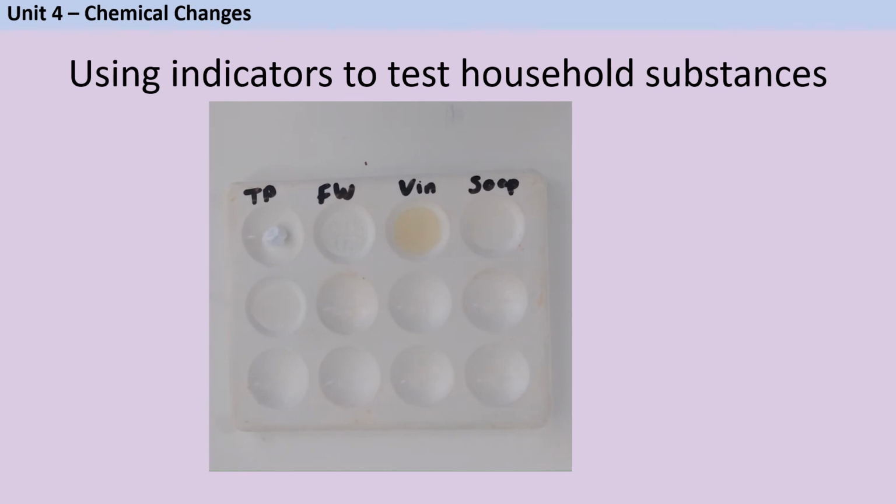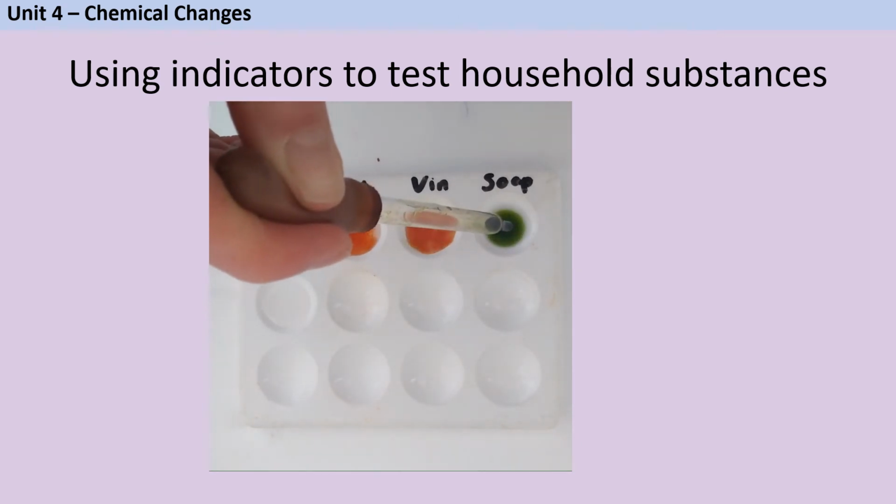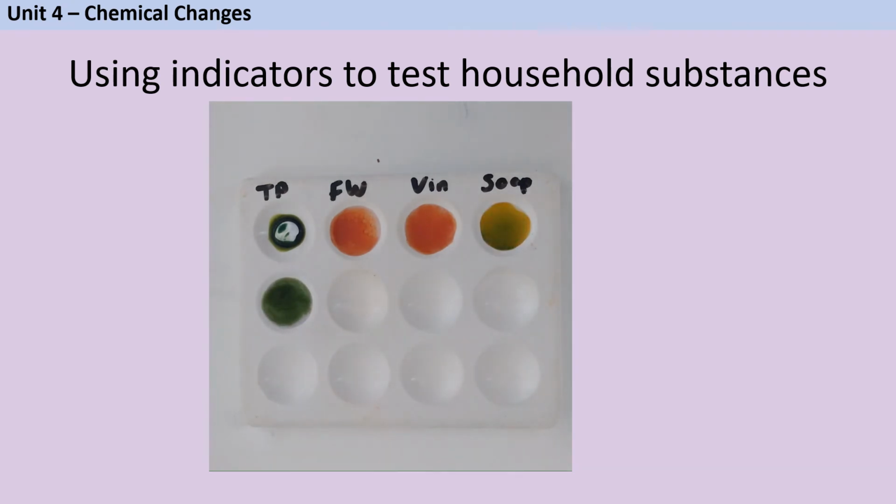So now that I understand what the different colours of universal indicator mean, I can use it to test lots of different substances to figure out whether they're acids, alkalis or neutral. So here in my spotting tile, I've got some toothpaste, some fizzy water, some vinegar, some soap, and just for fun, some tap water, so we can find out whether the water in Bracknell really is pH 7. To each one, I'm just going to add a very small amount of my universal indicator. What you can see here, well, it's a little bit hard to see with the toothpaste, but if you look at the edges, you can see it's going slightly blue.